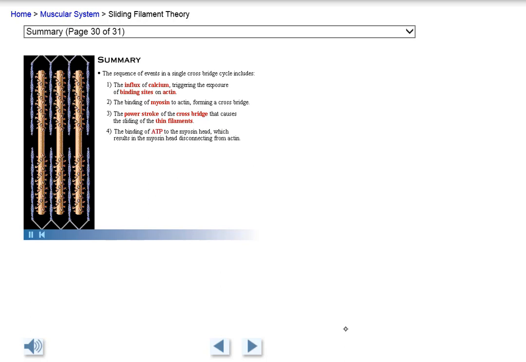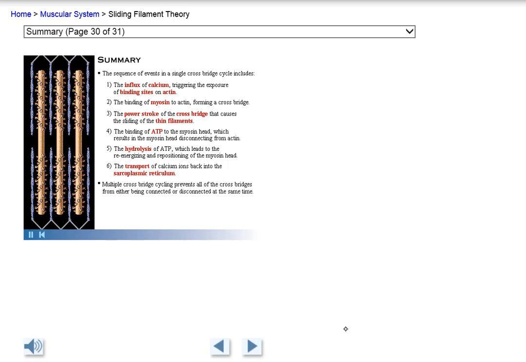4. The binding of ATP to the myosin head, which results in the myosin head disconnecting from actin. 5. The hydrolysis of ATP, which leads to the re-energizing and repositioning of the myosin head. 6. The transport of calcium ions back into the sarcoplasmic reticulum. Multiple cross-bridge cycling prevents all of the cross-bridges from either being connected or disconnected at the same time.